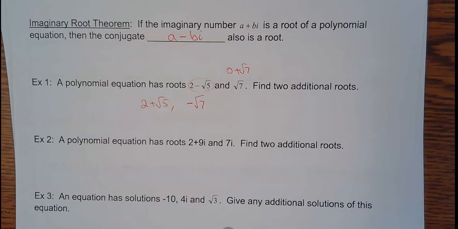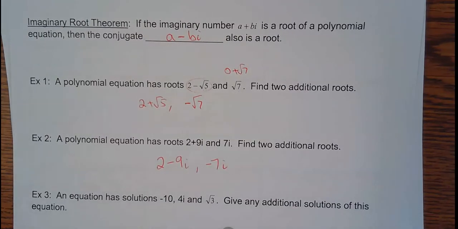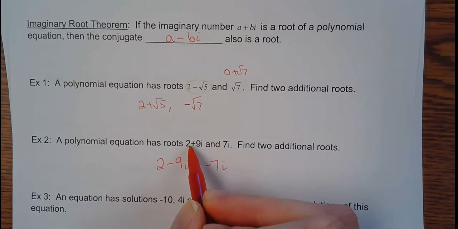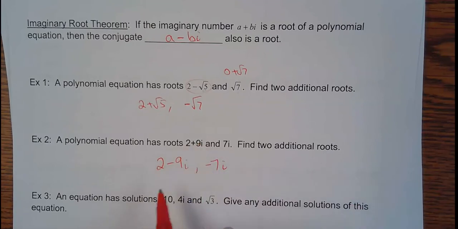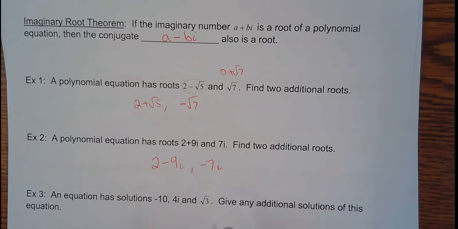Still waiting for you to write it down. Okay, so hopefully you did write it down. Maybe you waited me out. You knew that I eventually would write it, but so switch the sign. So if 2 plus 9i is a root, then 2 minus 9i has to also be a root. And if 7i is, then so is negative 7i.